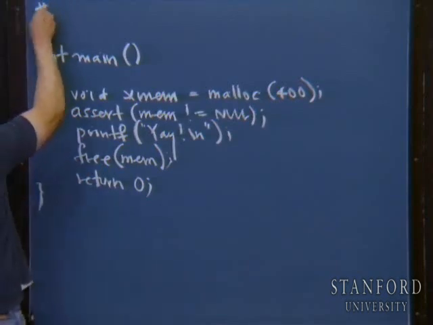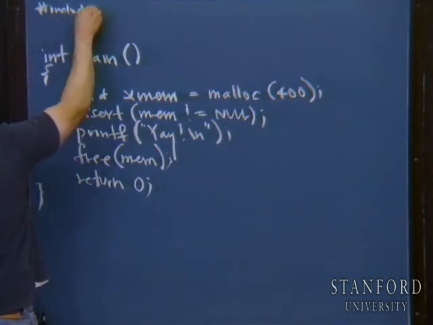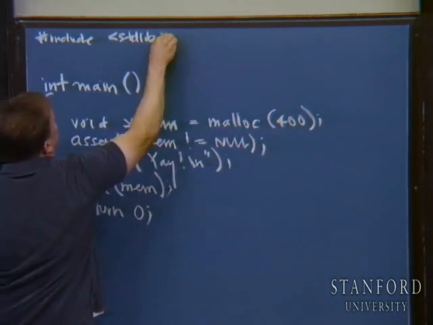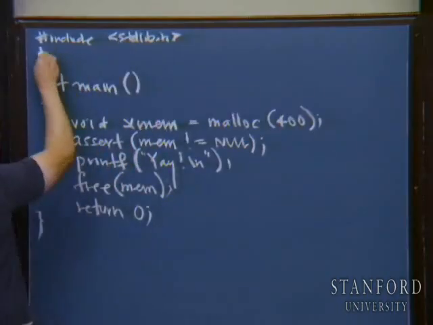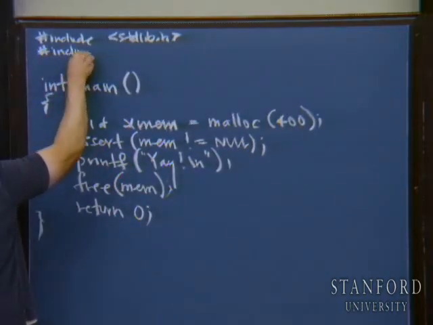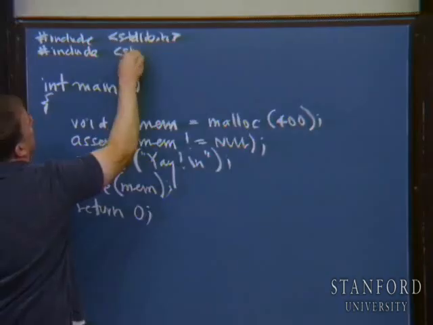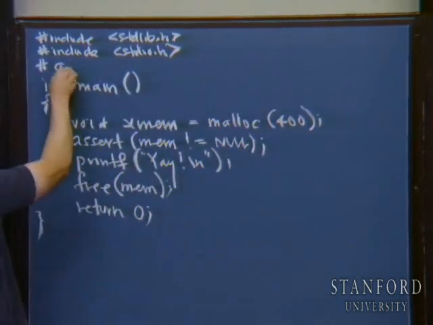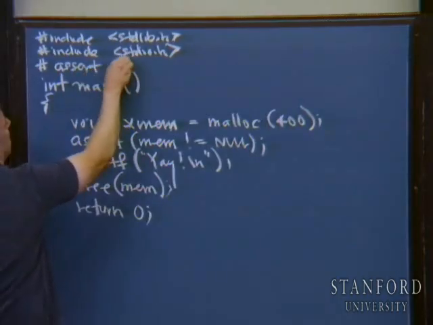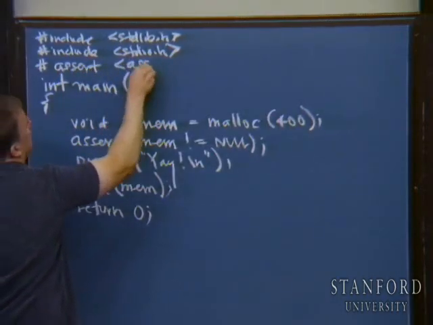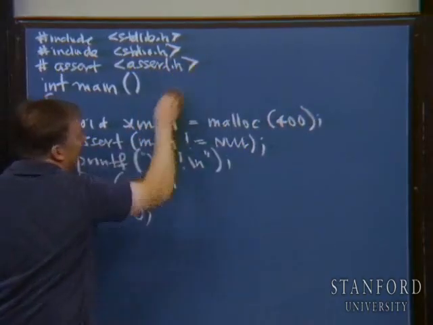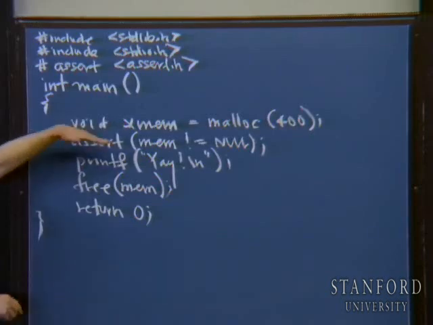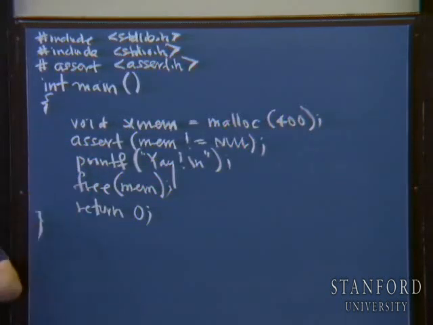If I go ahead and #include stdlib.h, there's a D right there. I can only call printf cleanly if I #include that right there, and the assert macro is available to me via this header file. This is the entire program, save for the implementation of malloc and printf and free, which resides in the standard C libraries.